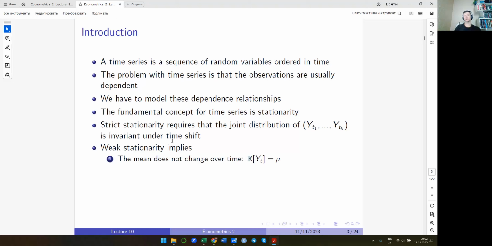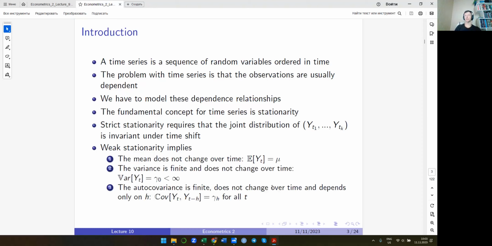The requirements for the weak stationarity are simple. The mean doesn't change over time, so for any t that you take, t1, t2, t3, t330, the expected value of y is the same. The variance is finite and doesn't change over time, and the autocovariance is finite, doesn't change over time, and depends on h. So it depends on the lag between t and the moment in the past, t minus h.